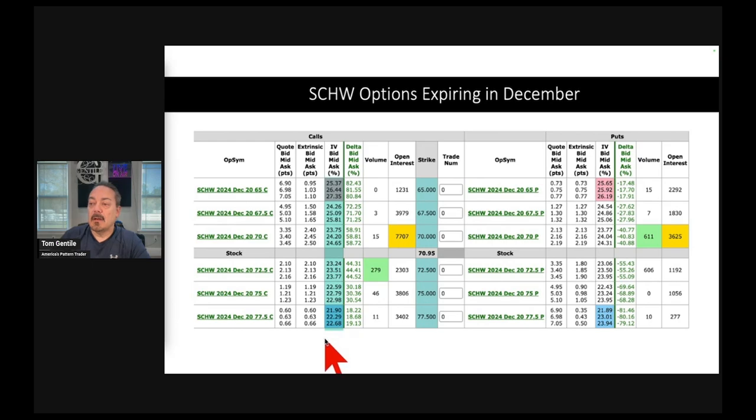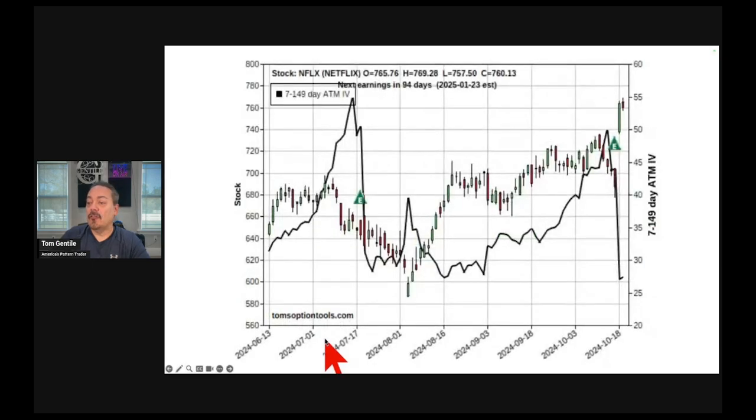All right. The other one I want to look at is Netflix. So here's Netflix, same situation. Netflix lows for the year were all under the IV of 30. Left-hand side is the stock price. Right-hand side is the 7 to 149-day implied volatility. You can see back in July, that volatility got quite high, all the way up here to 55. After earnings, it dropped down into the 30s.